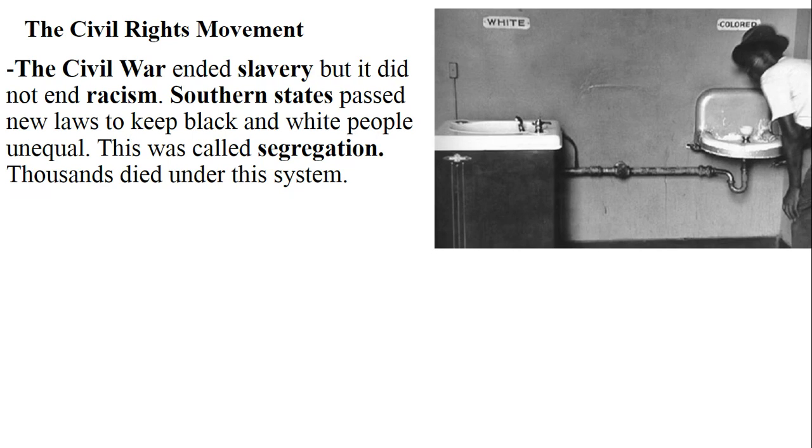If you look at the picture on the right, you see two water fountains. This is an example of segregation in the South. They would purposely set it up so the facilities for white people were much better than the facilities for people of color.